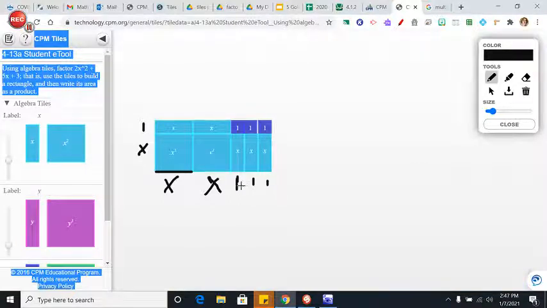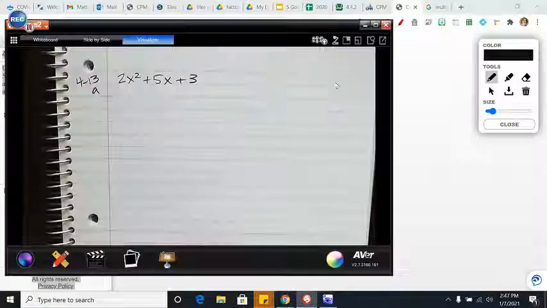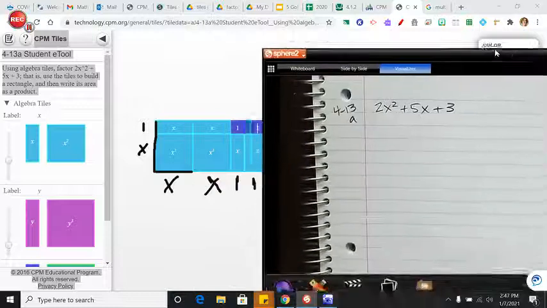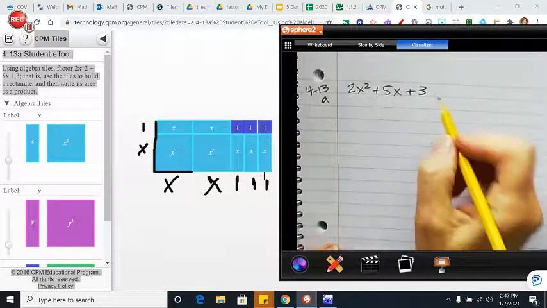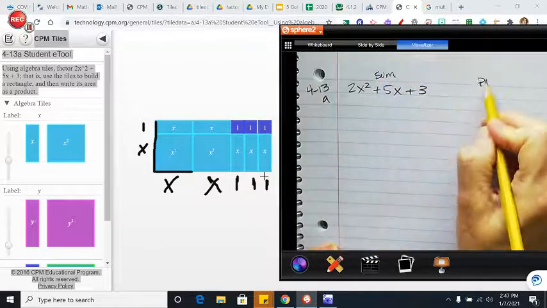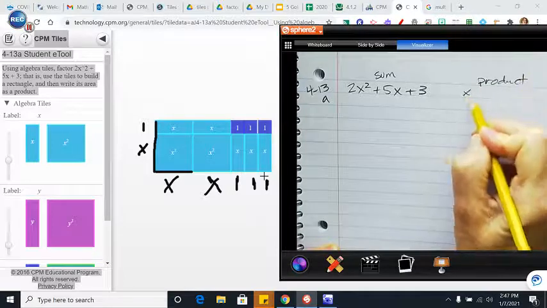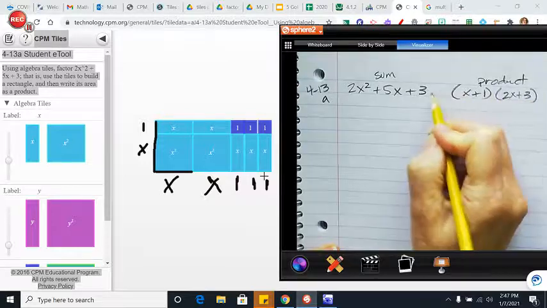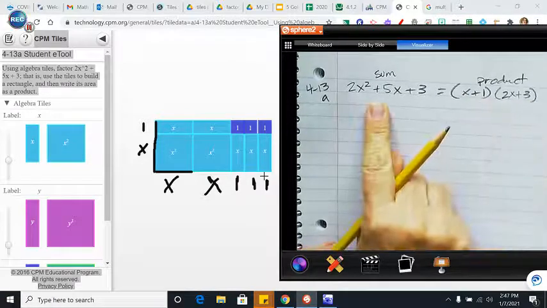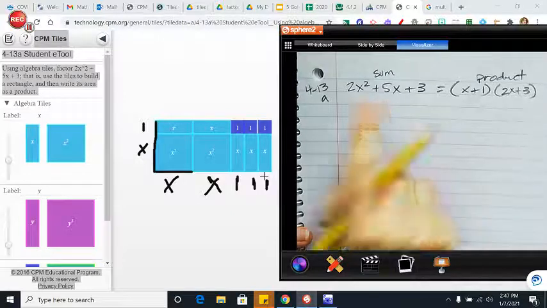There might be other ways to build this rectangle. This is not the only option. But if you were going to write this as a product, this side would be x plus 1, and this would be 2x plus 3. So this is the sum, and the product is x plus 1 times 2x plus 3. These are factors of this quadratic expression.